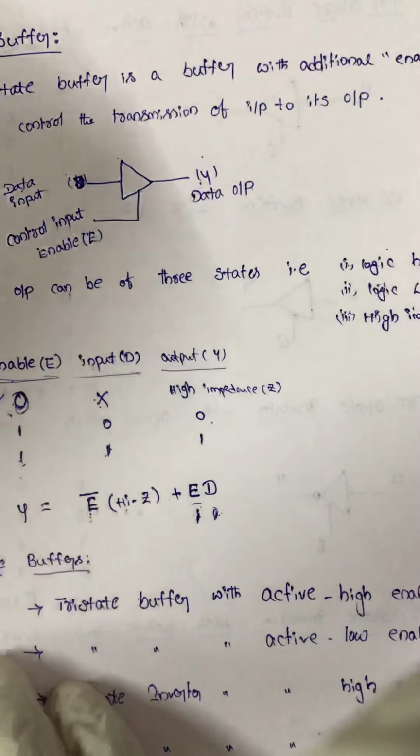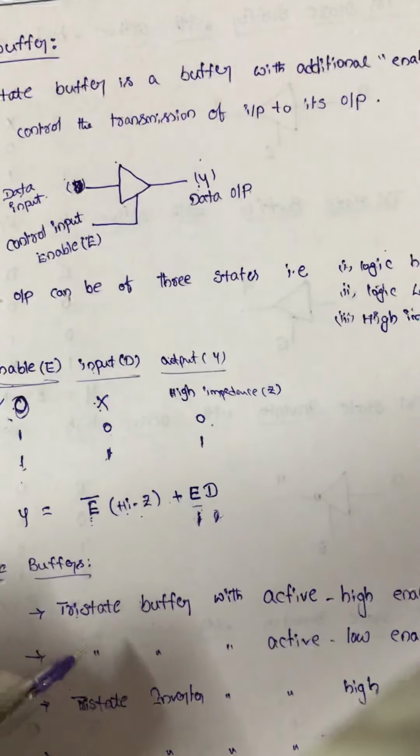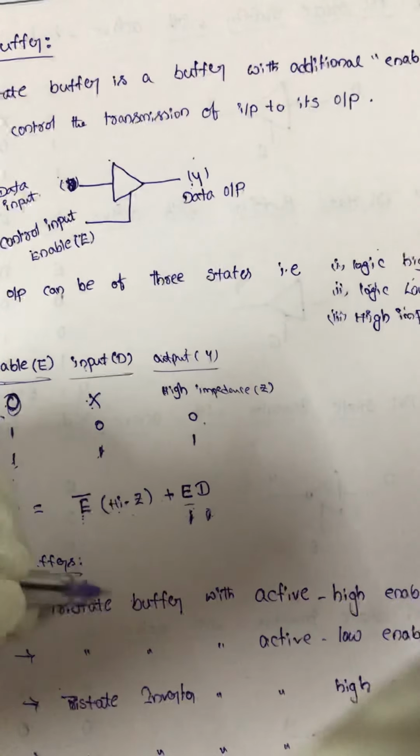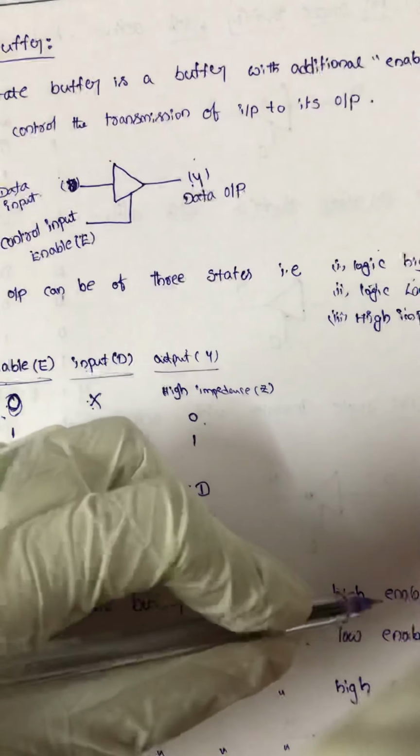Next, the tri-state buffer can be divided into 4 types. The first one is the tri-state buffer with active high enable.